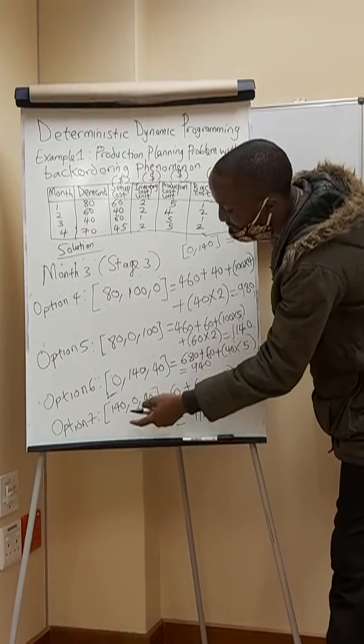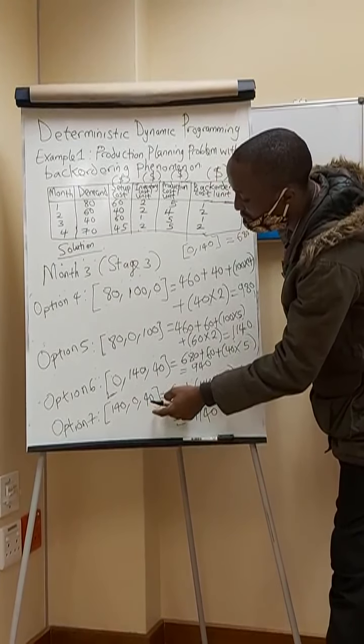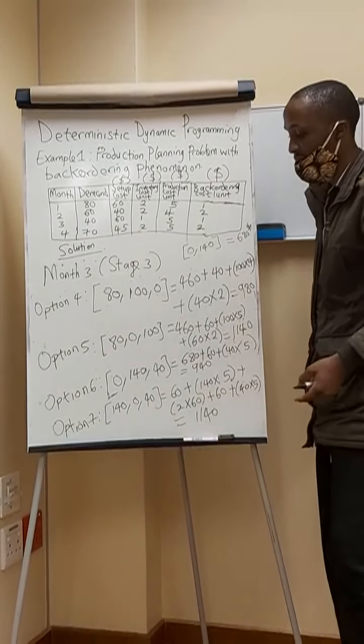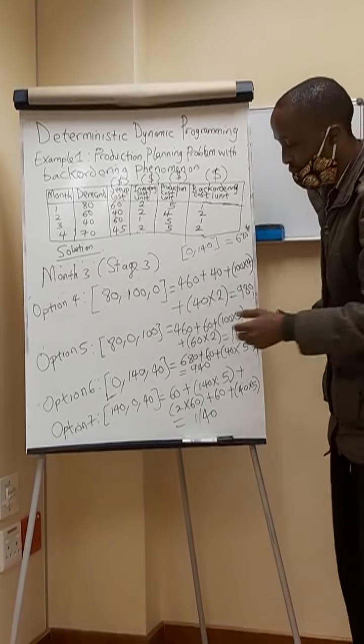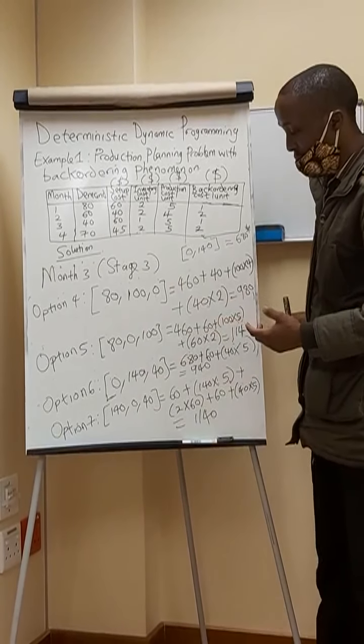Then in month 2, I'm not producing anything. Then I will produce something in what? Month 3 to meet the demand of month 3. And that is the last option. So if you evaluate this option, you are producing 140 units in month 1.